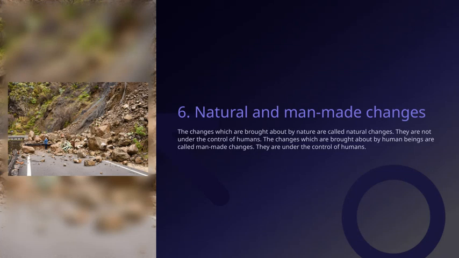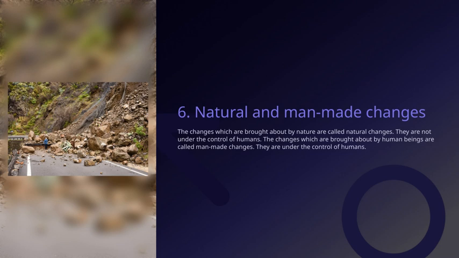Now let's talk about the changes we see around us, which can be categorized into two main types: natural changes and man-made changes. Natural changes are those that happen due to nature itself. These are not controlled or influenced by humans, like the changing seasons, the flow of rivers, or volcanic eruptions. They occur naturally over time and are part of the Earth's ongoing processes.